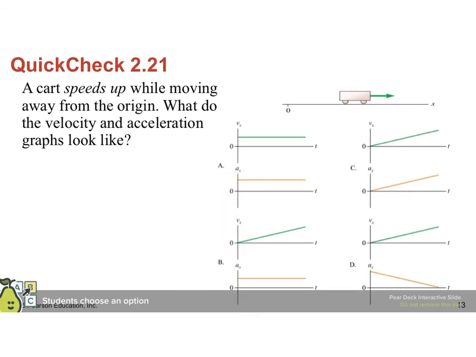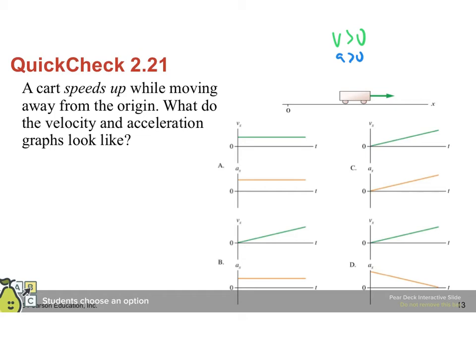Same kind of set. A cart speeds up while moving away from the origin. What do the velocity and acceleration graphs look like? And then they give us this picture which says that's already in the positive side. So if it's on the positive side but moving away from the origin, its velocity must be positive. So we'll start with this. And if it's getting faster, then the acceleration must also be positive, but may be constant. They didn't actually tell us.